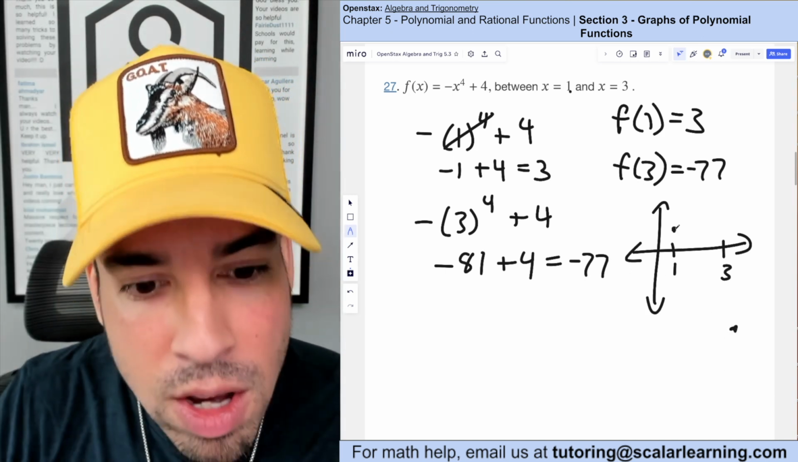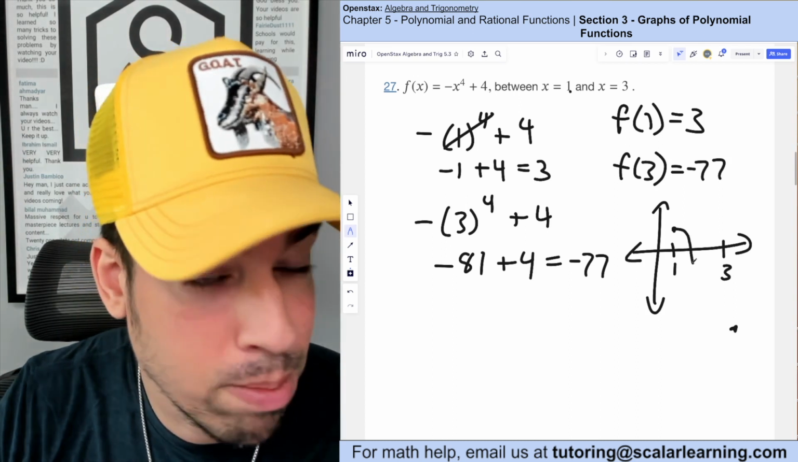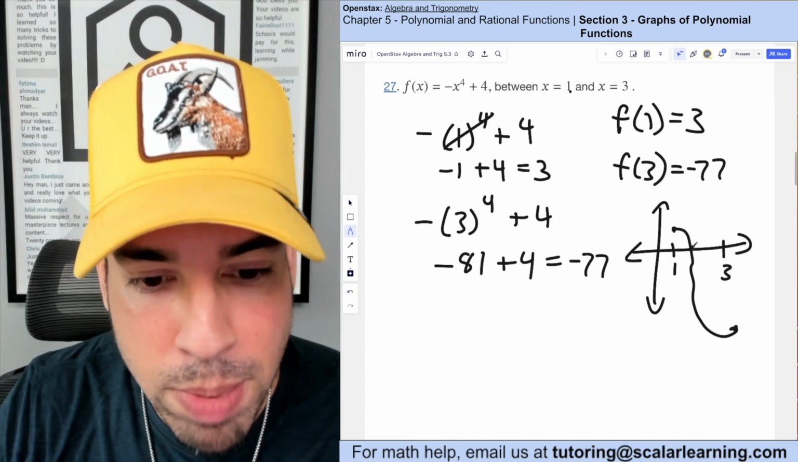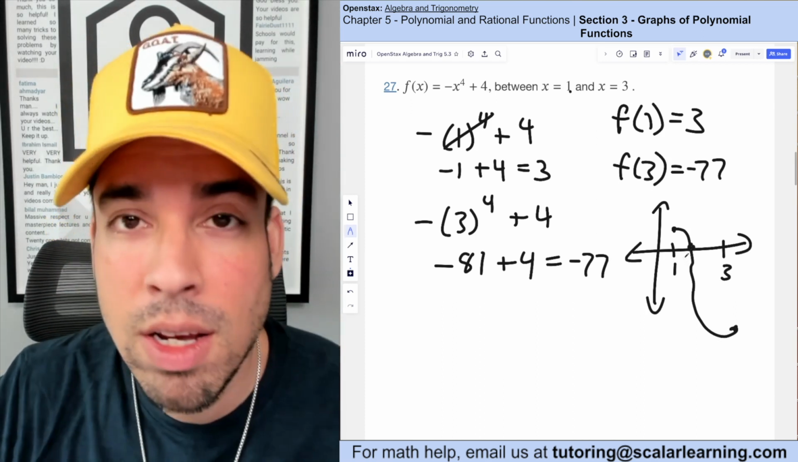Obviously, it's not to scale. But assuming it's continuous, which it must be because it's a polynomial, it must be continuous, therefore it must pass through the x-axis at least once in that interval.